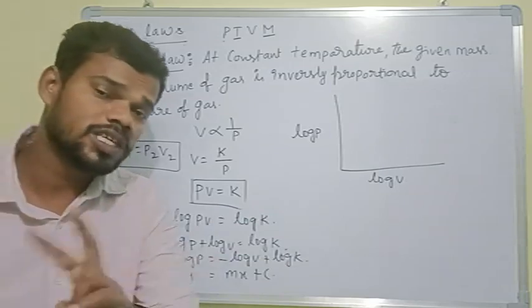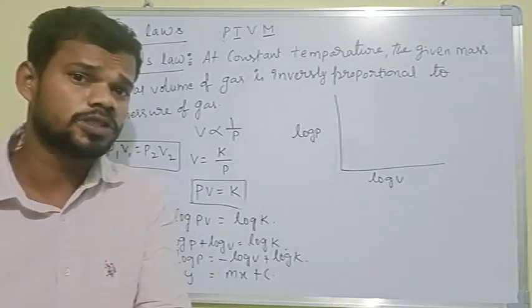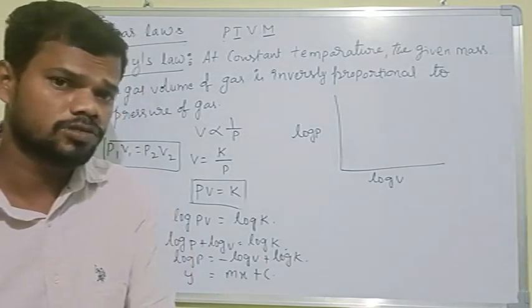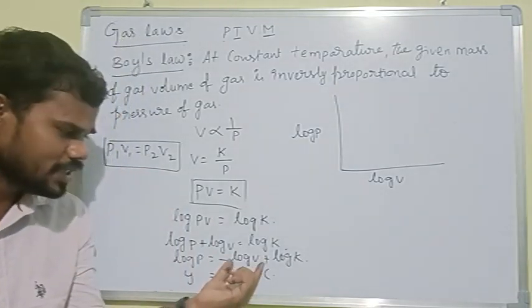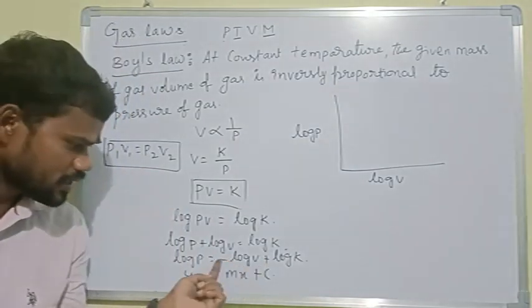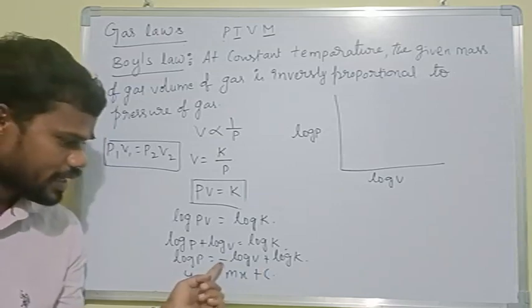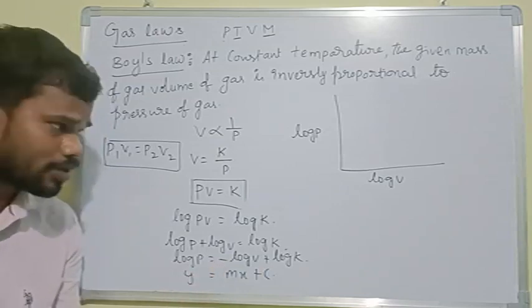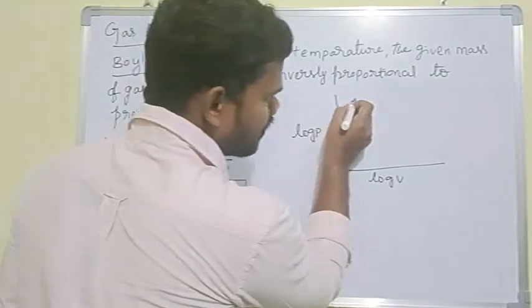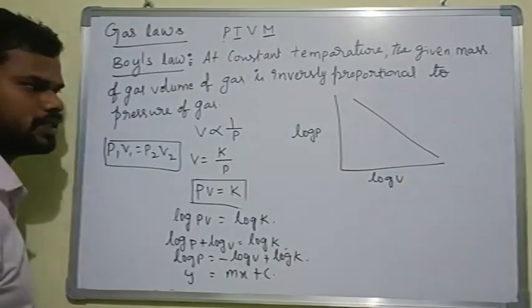Here are two things we have to observe: one is a positive slope, another one is a negative slope. Here the log V slope, if we consider it here, we will get a negative slope. So negative slope means we will get a graph like this.